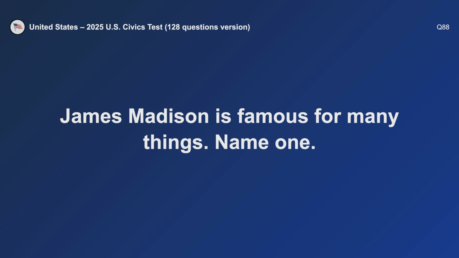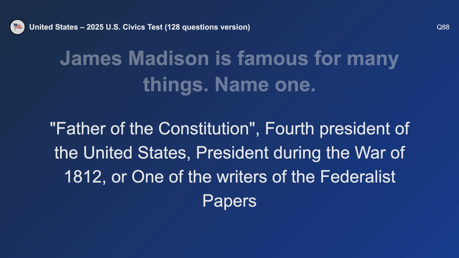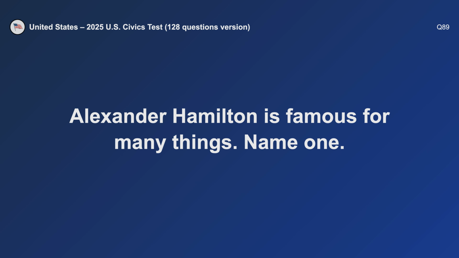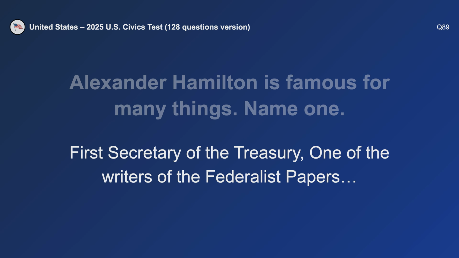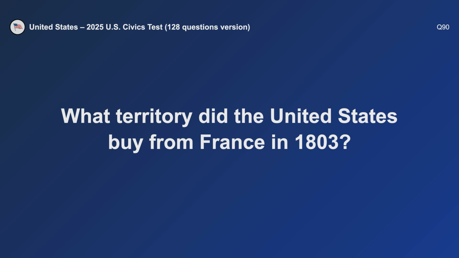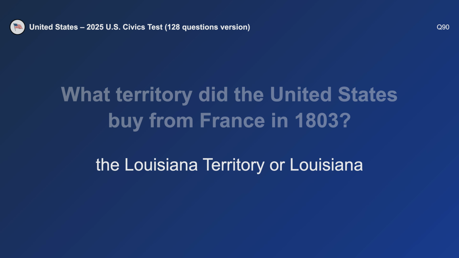James Madison is famous for many things. Name one. One of the writers of the Federalist Papers. Alexander Hamilton is famous for many things. Name one. One of the writers of the Federalist Papers. What territory did the United States buy from France in 1803? Louisiana.